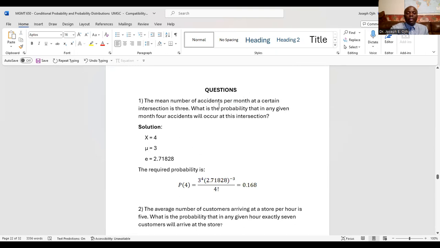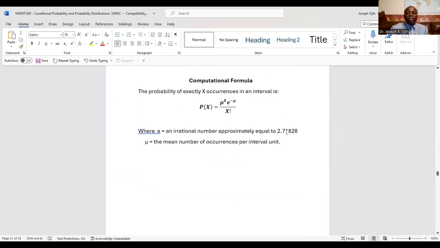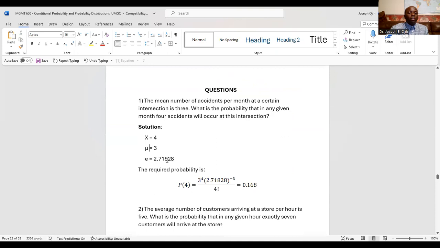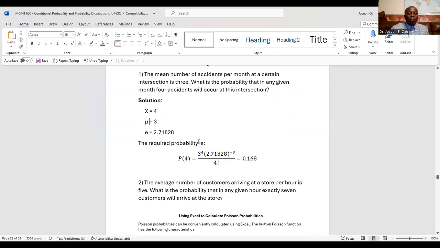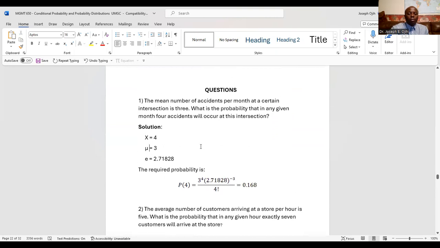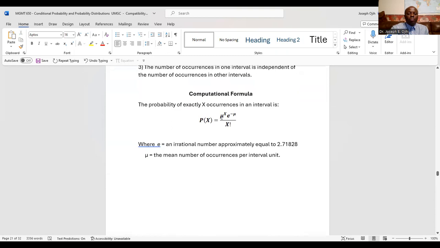So mean is 3. And this e part, remember I said that it is a constant for this part of the formula, is 2.71828. When you plug it into the formula, you get this. The formula is mu to the power x, e raised to the power negative mu, over x factorial. Let me write it down so we can put it in the calculator. P(x) equals mu to the power x, e to the power negative mu, over x factorial.